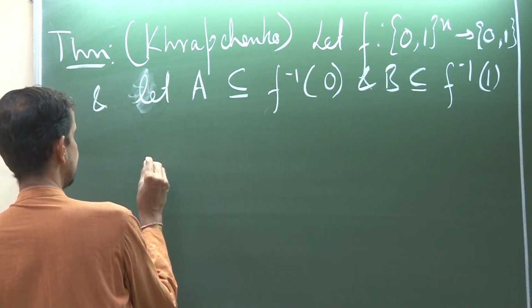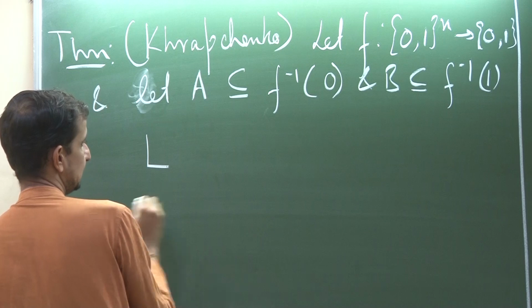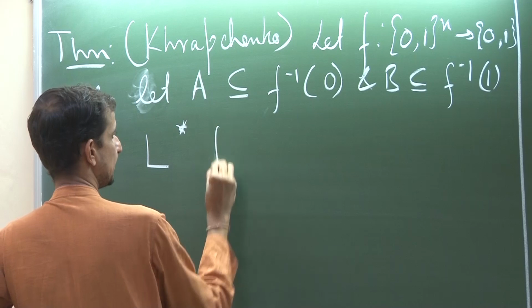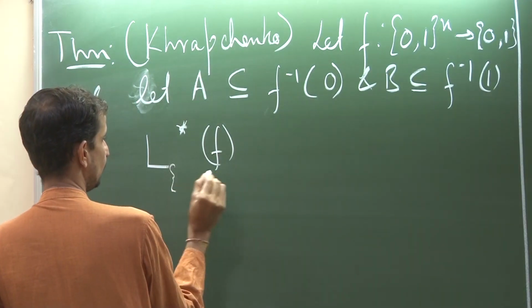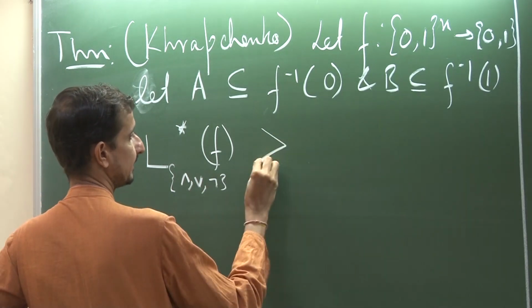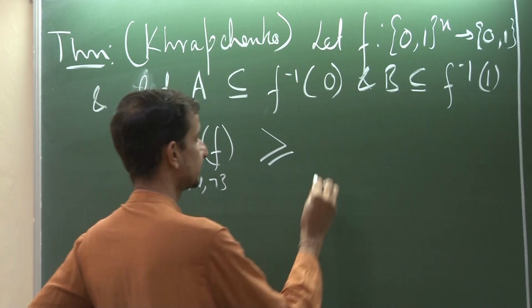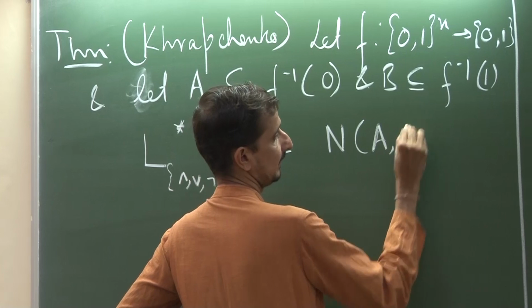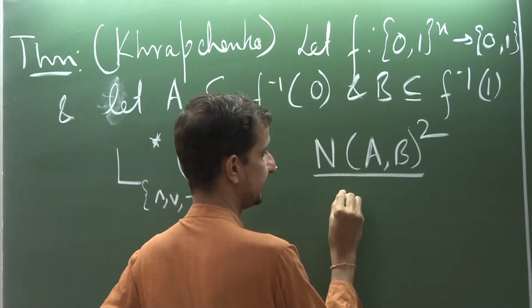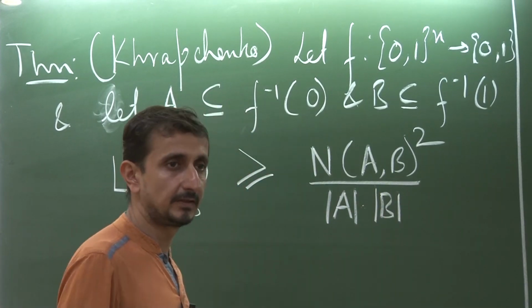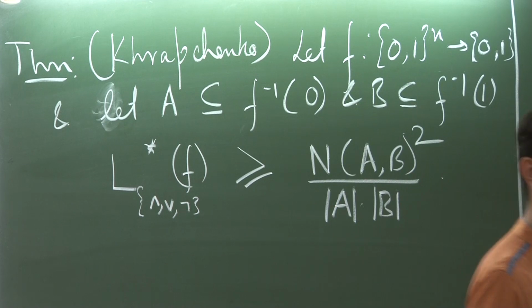Then what we have is that the star size of the function f over the basis AND, OR and NOT is at least n(A,B) whole square divided by the cardinality of A times the cardinality of B. This is what we stated last time. So, let us try to understand this once more.